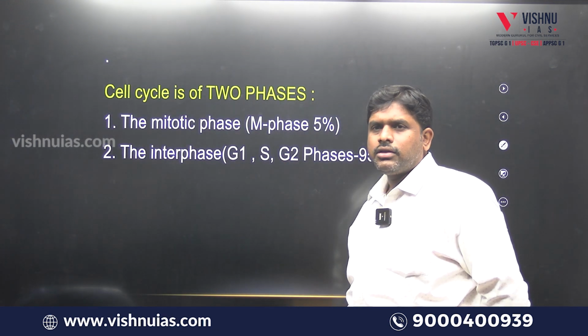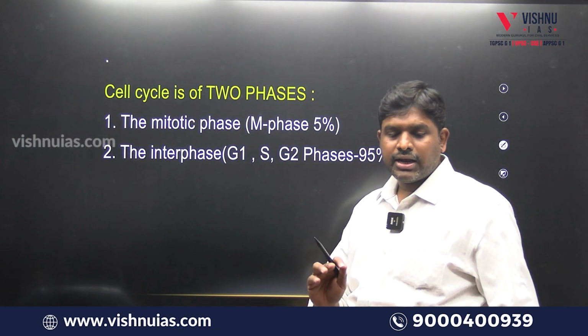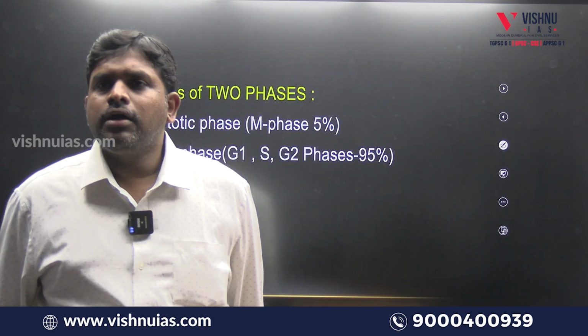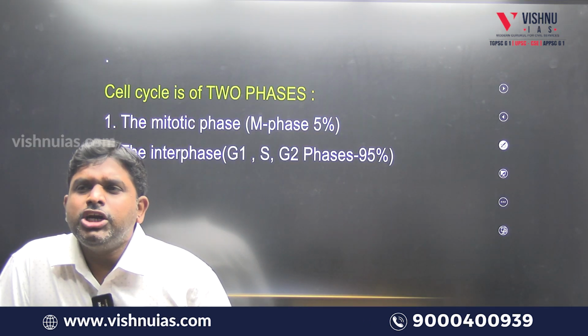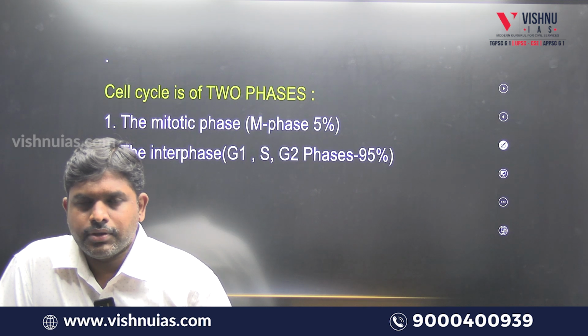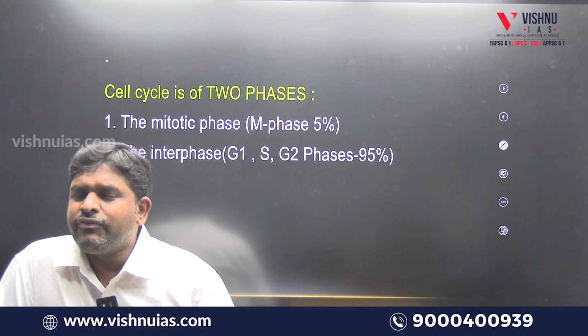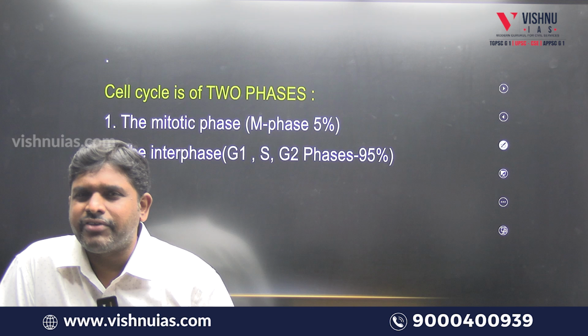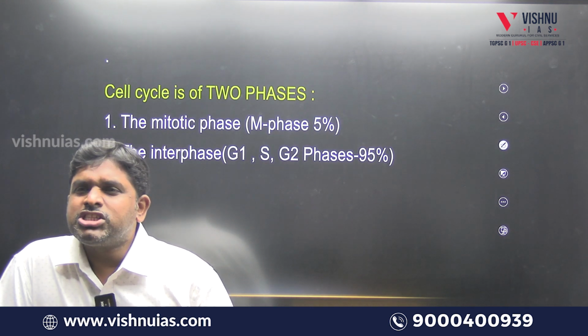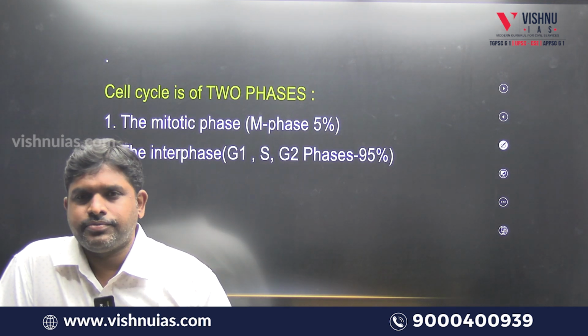The cell cycle is of two phases. I will tell it like a story, then I will go into what you have to write. It happens in two phases: one phase is called interphase, the other phase is called mitotic phase.